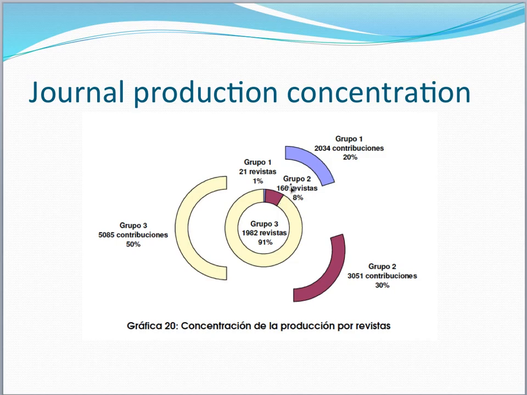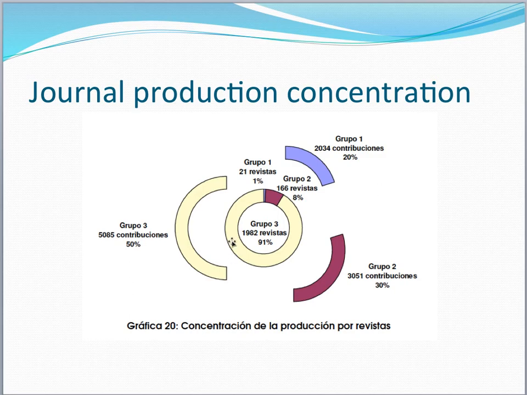Then we have group 2, and in group 2 we only have 8% of all journals, but 8% of all journals accounted for 30% of all papers published. So if we add group 1 and group 2, we would have 9% of all journals, and we will account for 50% of all the publications. That's the core of our publication. That's the core collection. Okay?